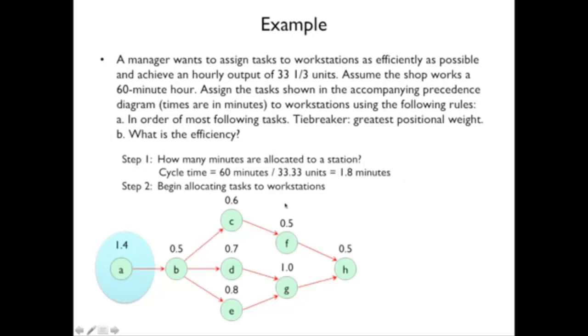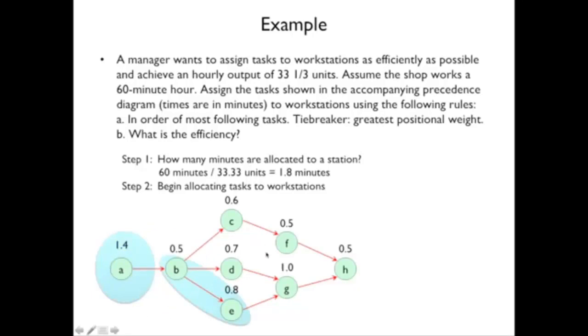So you begin allocating tasks to workstations. Remember, you start with the order of the most following tasks. You start with this workstation, and there's 1.4 minutes, and then you say, well, can I combine it with the next one? Here you have 1.4 minutes and 0.5 minutes. You add that together, that's 1.9 minutes. So 1.9 is greater than 1.8, so you cannot combine these two positions together. So the workstation is this.